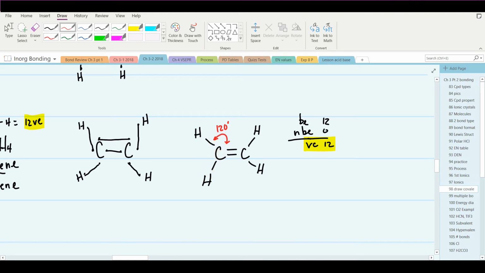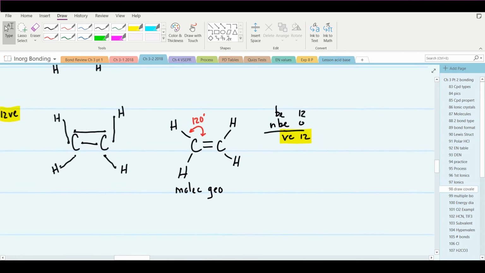I'll write it out. So the molecular geometry around each carbon is a flat triangle. The term we use is triangular planar. Planar means flat. Some books say trigonal planar. I'm not sure of the difference. They're the same thing, really.